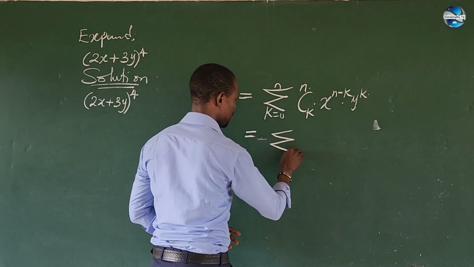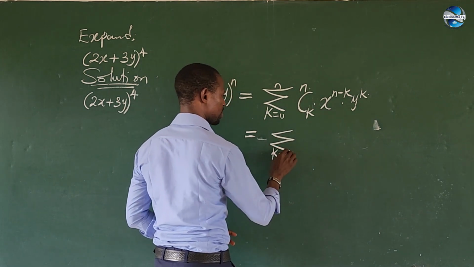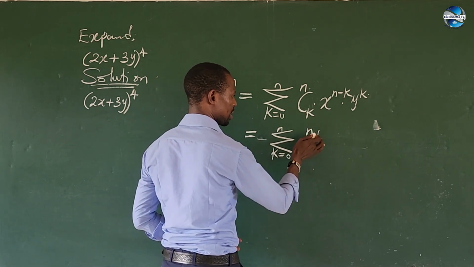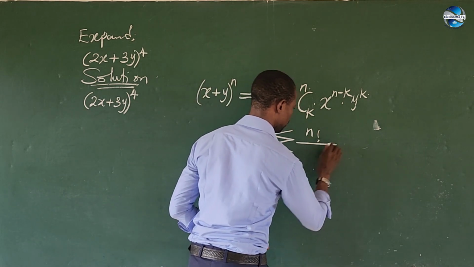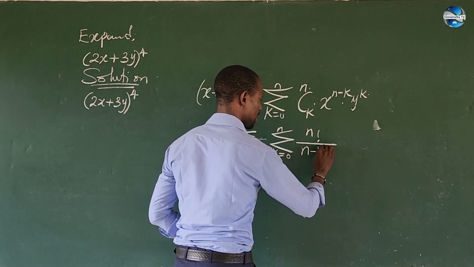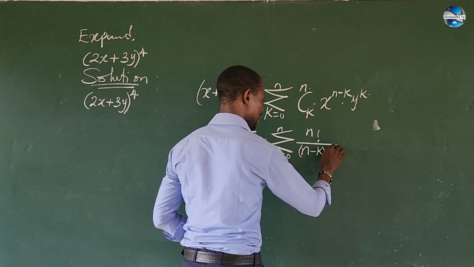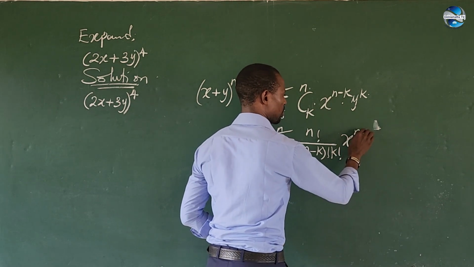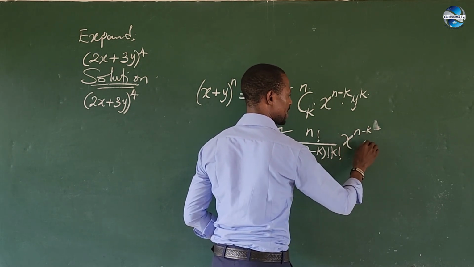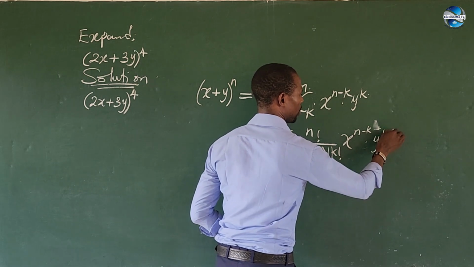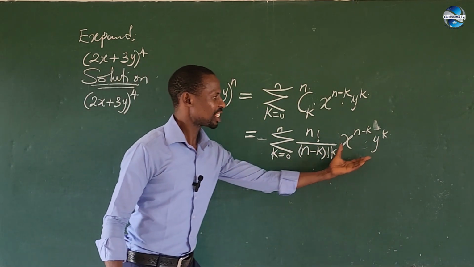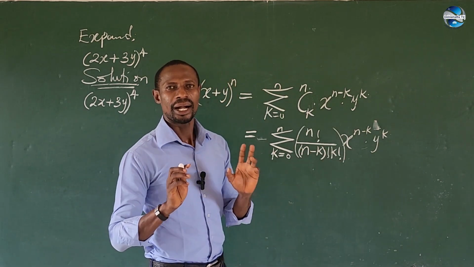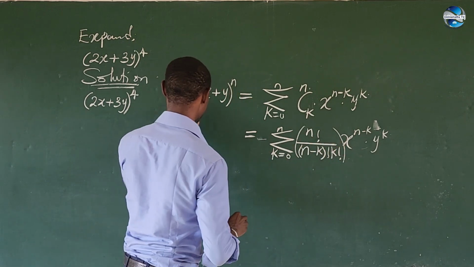So again, we can express this as the summation as k goes from 0 to n of n factorial over (n minus k) factorial times k factorial, times x to the power of n minus k times y to the power of k. Now from this expression, we know the whole purpose of this is just to get the coefficient of the terms we're going to expand.